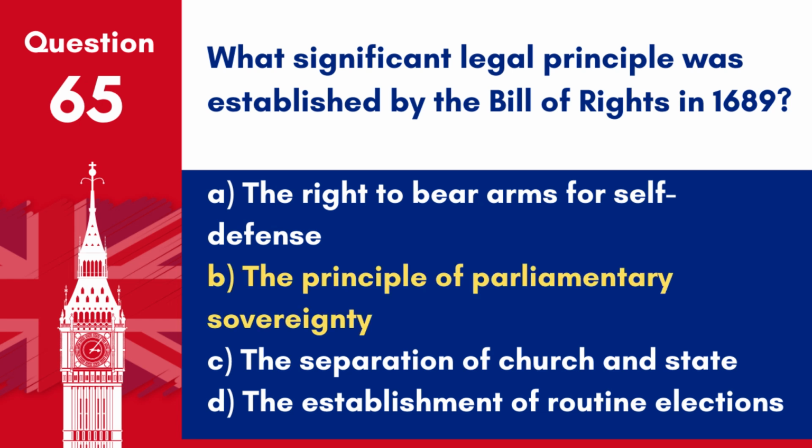Answer B. The principle of parliamentary sovereignty. The Bill of Rights in 1689 established several important legal principles, including the principle of parliamentary sovereignty, which affirmed Parliament's authority over the monarchy.